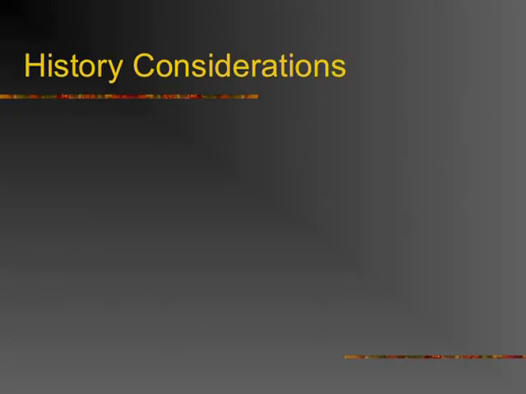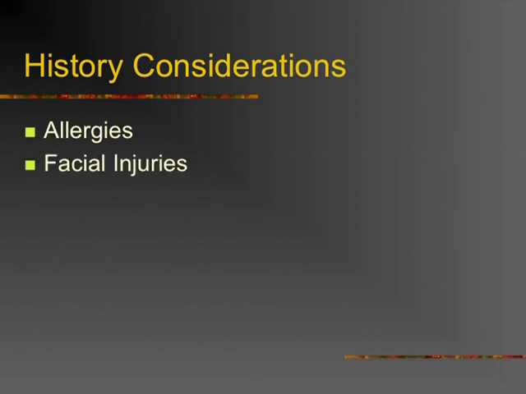Before we even touch the baby, we'll do some historical considerations and get a history, particularly of allergies. What is the baby allergic to? What is the child allergic to? What foods, what medications? Is it in the environment, the pollens? What kind of facial injuries has the child had that may affect the nose and breathing? And what breathing difficulties has the child experienced, if any? A history of bronchitis, history of asthma, any of those kinds of things.